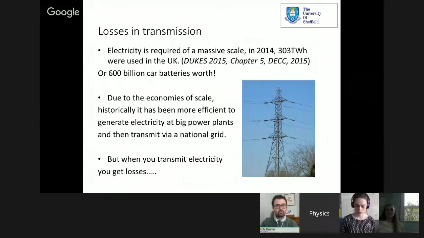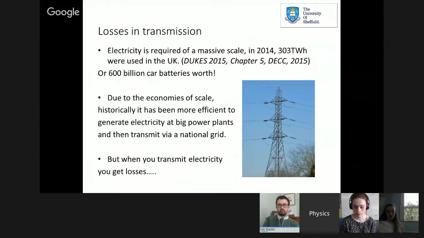Last year, in 2014, we used 330 terawatt hours of energy. If you think a car battery is roughly half a kilowatt hour, then to run the UK on standard car batteries, you'd need 600 billion of them for the year. Charge them all up at the start of the year and that would run it. It'd be a bit more complicated than that, but it gives you an idea of scale.